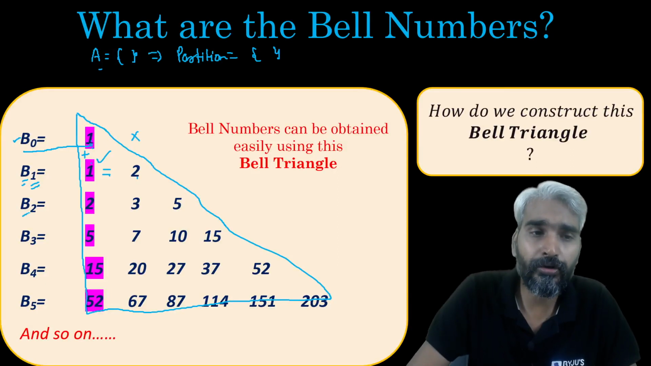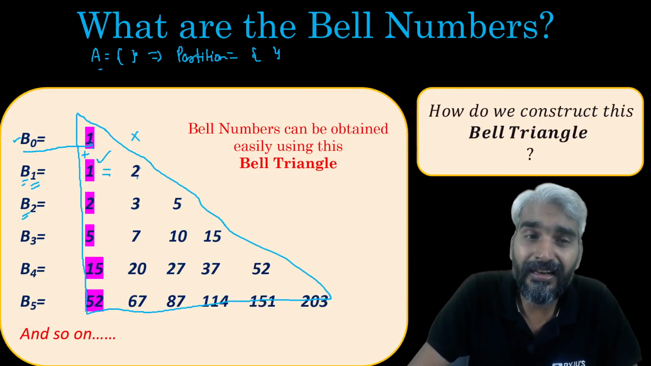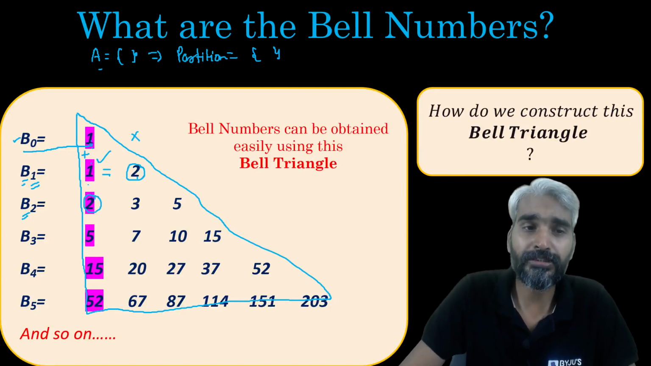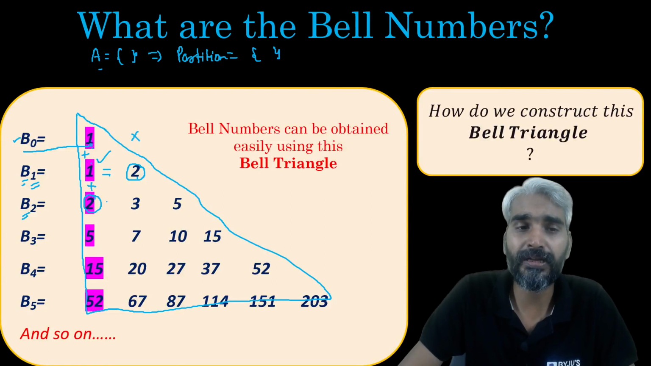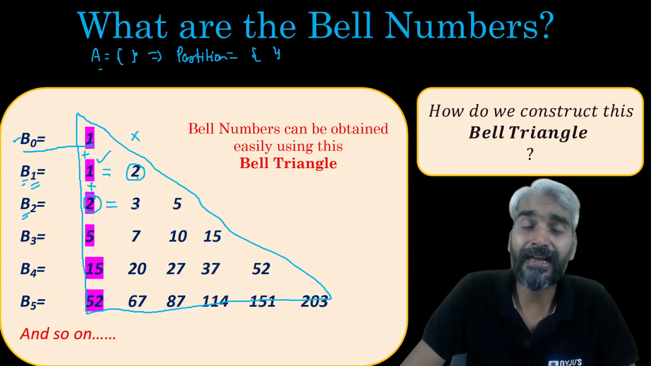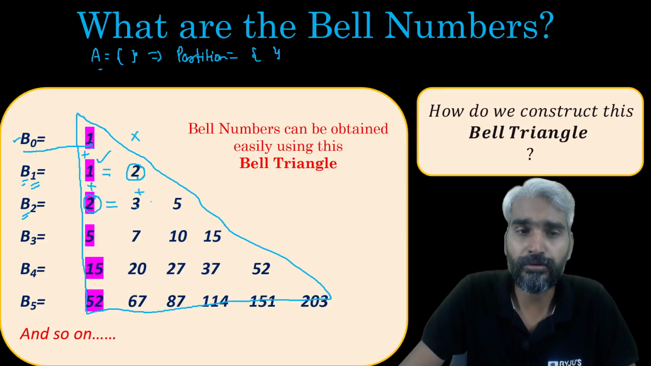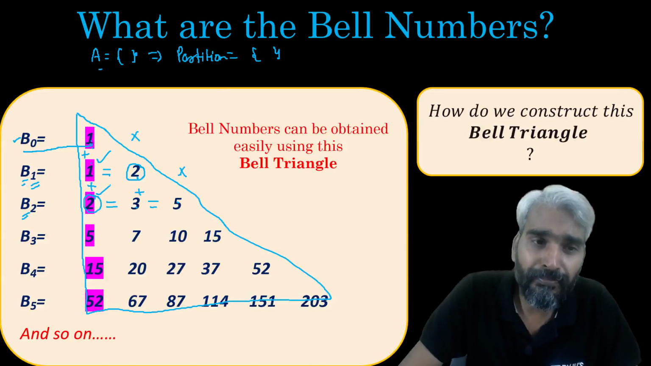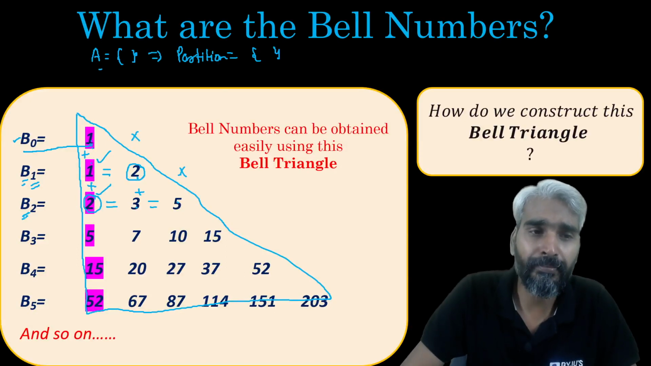Now, if you want to calculate the Bell number B2, start with the last number of the previous row, that is 2. Is there any number above 2? Yes. So 2 plus 1 equals 3. Is there any number above 3? Yes. 3 plus 2 is equal to 5. Is there any number above 5? No. So we are done. The first number in this row, that is 2, gives you the Bell number B2.